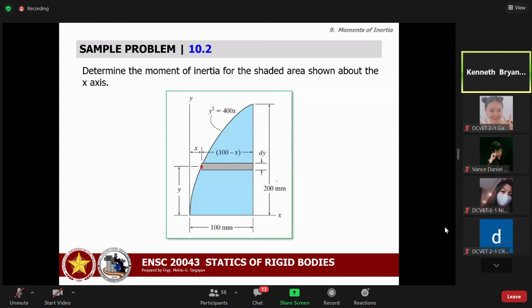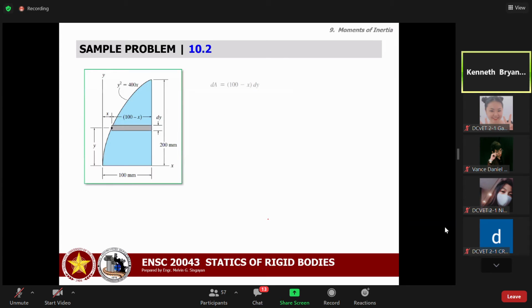Then to determine the moment of inertia, yung dA natin is base times height, so 100 minus x times height dy. So Ix is equal to the integral of y squared times 100 minus x times dy. The limit for the area about the y-axis is from 0. Then we cannot perform the integration yet because of this x here. We need to integrate this with dy, so dapat yung x.